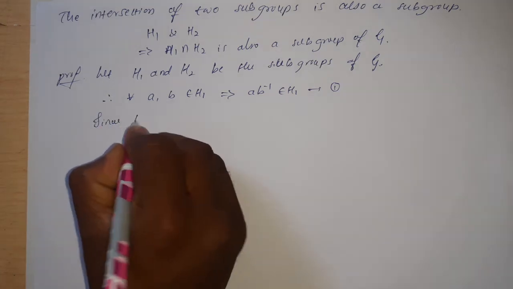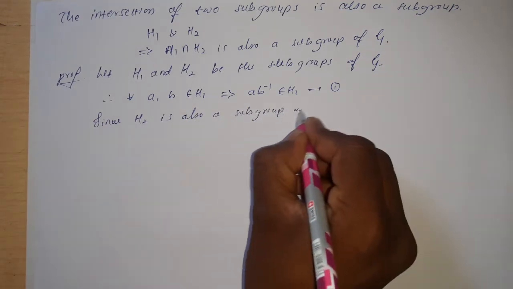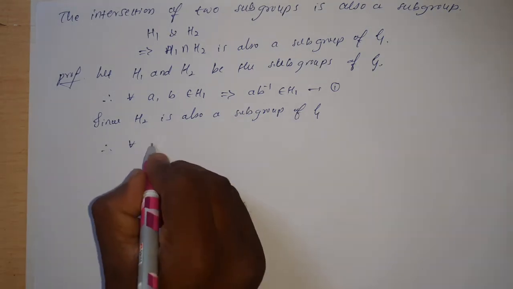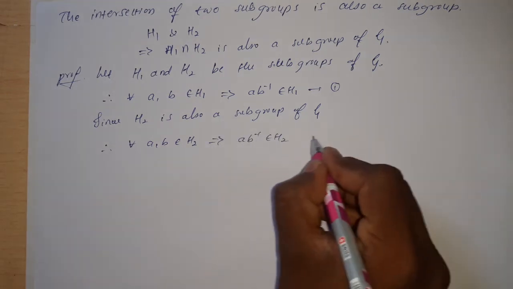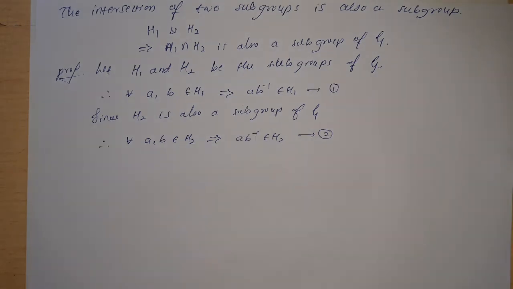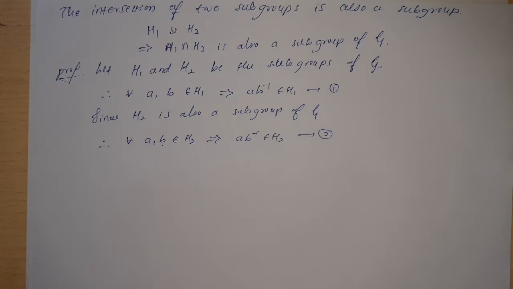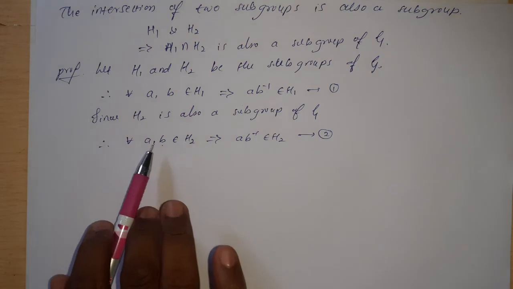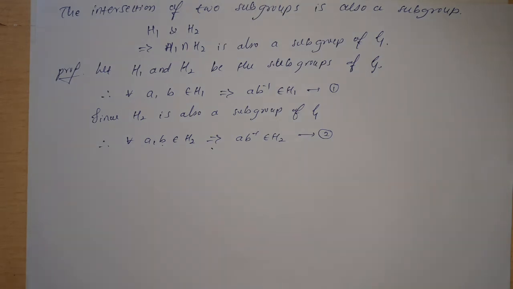Then, since H2 is also a subgroup of G, for all A, B belongs to H2, it implies that AB inverse belongs to H2. It is also by using the same theorem, that for all A, B belongs to H, it implies AB inverse belongs to H if H is a subgroup. So here H2 is a subgroup, then we can use the result that for all A, B belongs to H2, it implies AB inverse belongs to H2, and this one is the second expression.